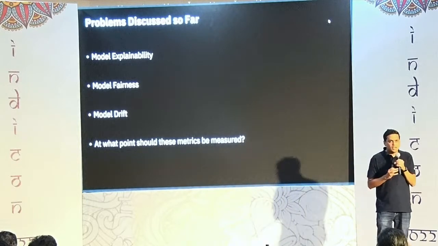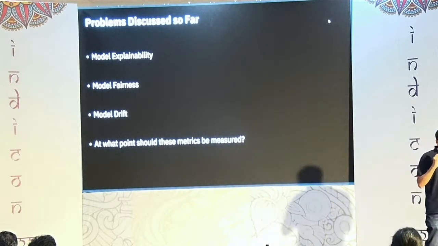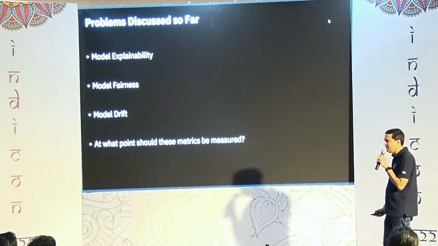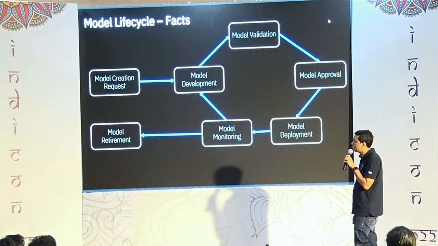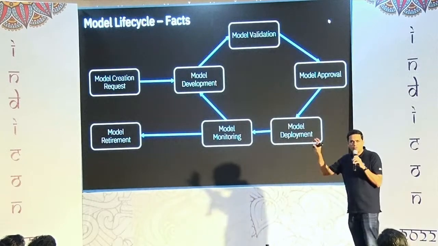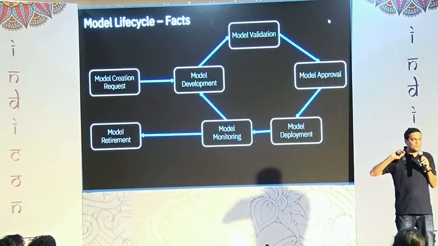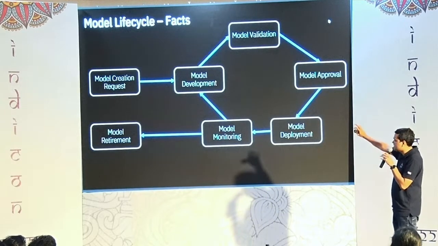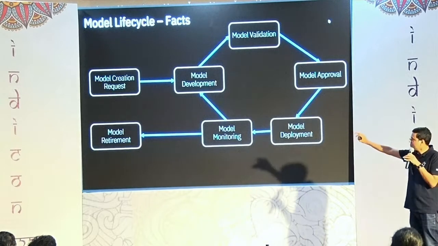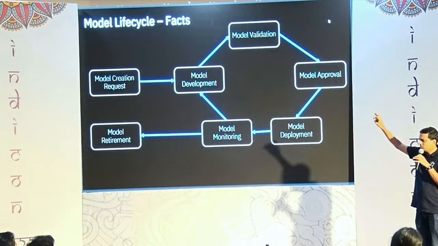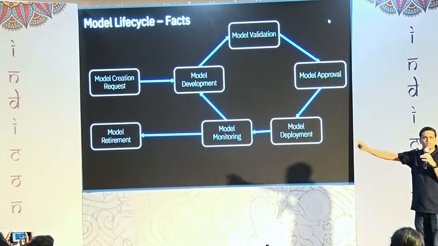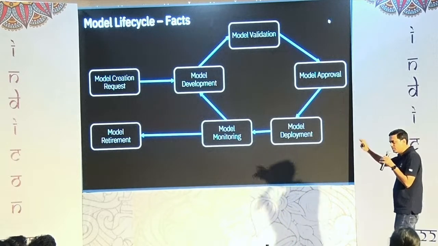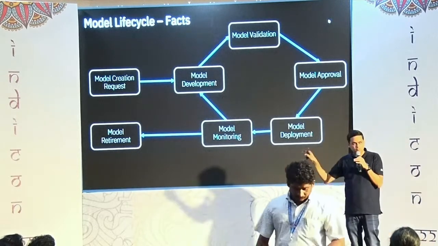Now, the next question that I have for you is, at what stage of the model lifecycle should these things be tested? I'll give you a high-level overview of the different steps of the model lifecycle. It starts off with a business user saying, I want an AI model to be created for solving this business problem. Then a team of data scientists come in who go and build that model. Then it undergoes some testing. And finally, it is deployed into production. So this is the life cycle of an AI model at a very high level. Again, there are a lot of sub-steps in it, which I've skipped.